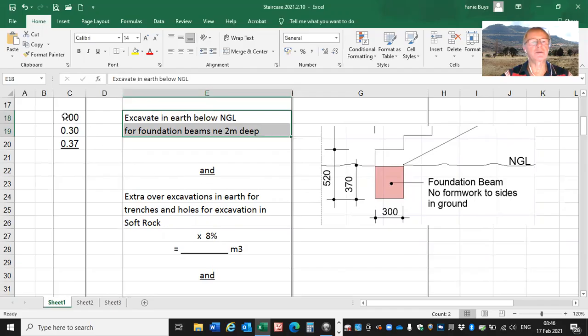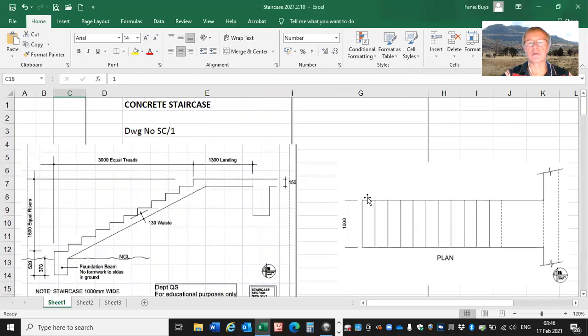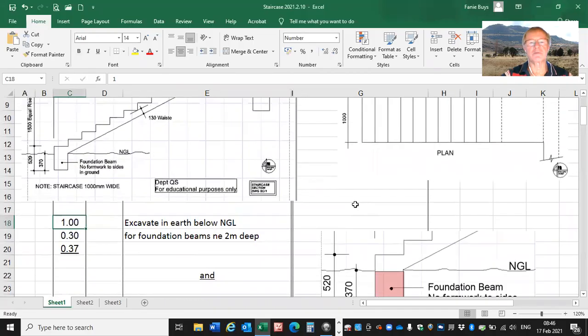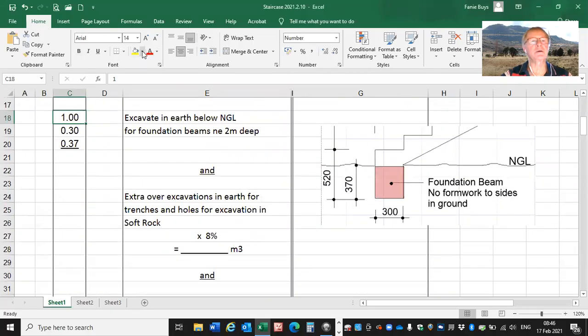Then if we look at the dimensions, the first one is the length of the stair or the width of the stair. So we're going to look at the length of the foundation beam. That is our first dimension, the 1 meter. Secondly, we look at the width of the excavation, and there we can see it is 300 millimeter wide. And then thirdly, the depth we get from natural ground level to the bottom. We've got a depth there of 0.37.